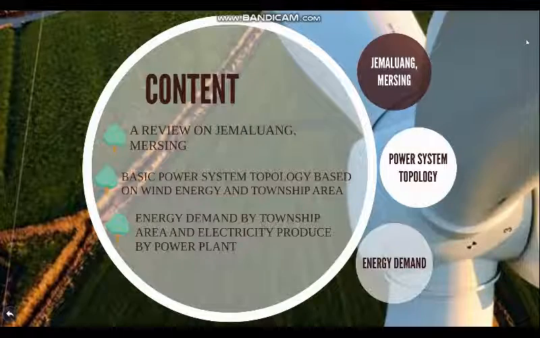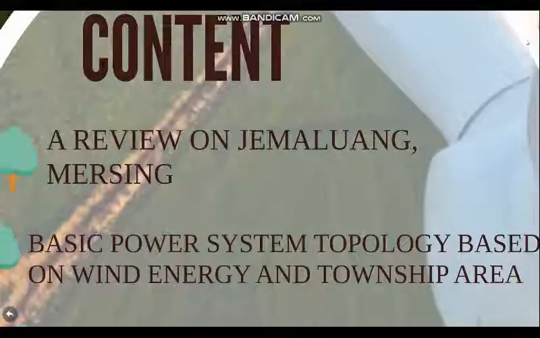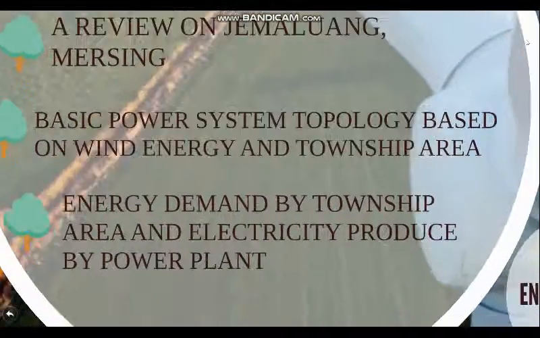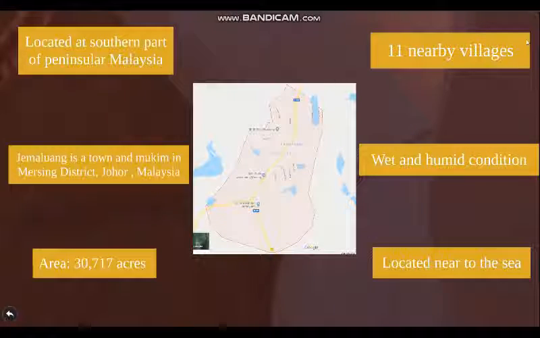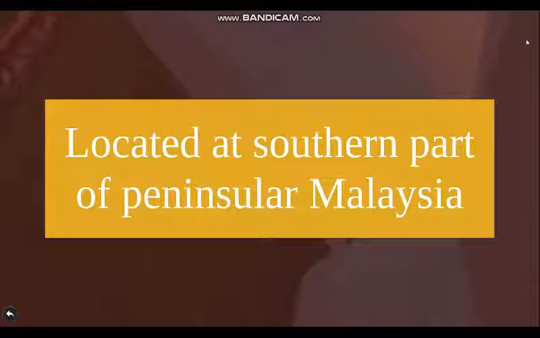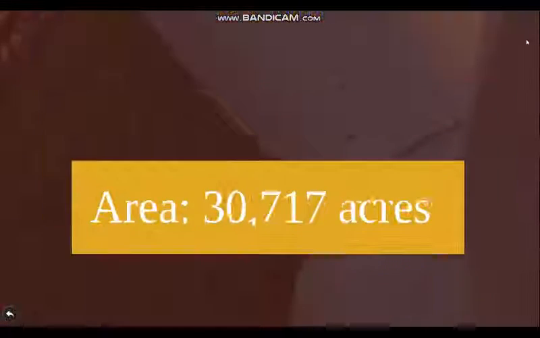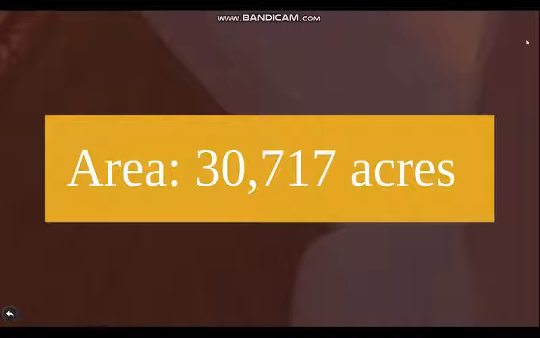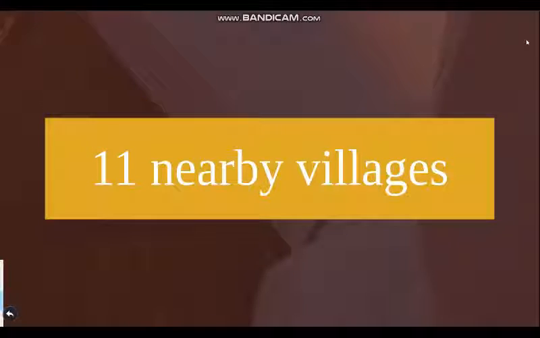In the introduction, this is the content of my introduction. First of all, I'll present about the project location, which is at Jemaluang, Mersing. It is located at the southern part of Peninsular Malaysia. Jemaluang is a town and mukim in Mersing district, Johor, Malaysia. The area covered is 134 square kilometers and it is 30,717 acres. Next, it has 11 nearby villages.